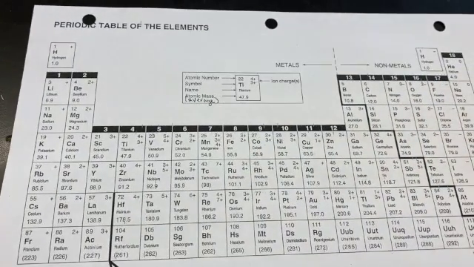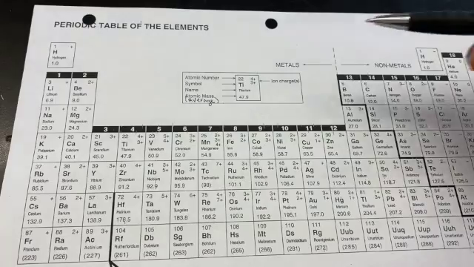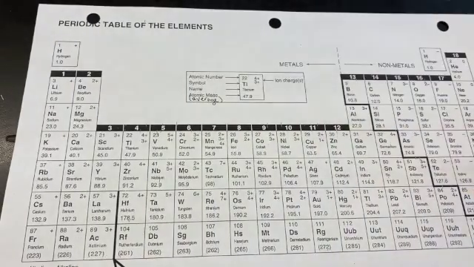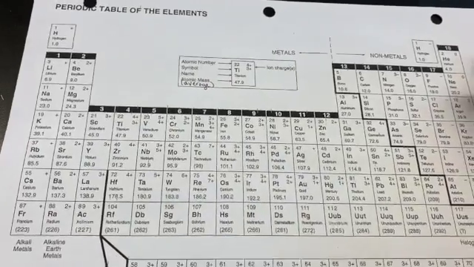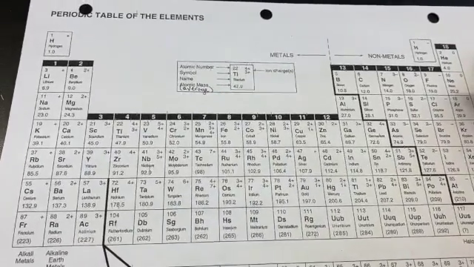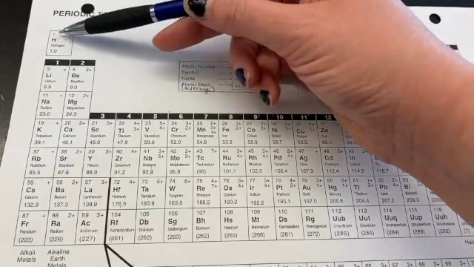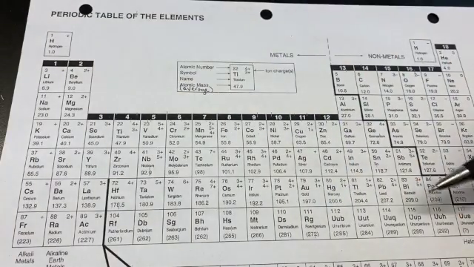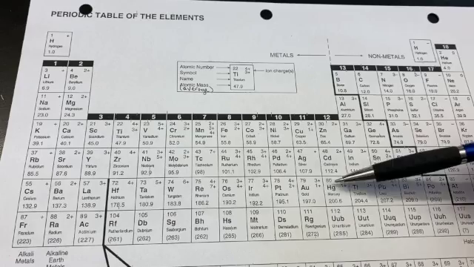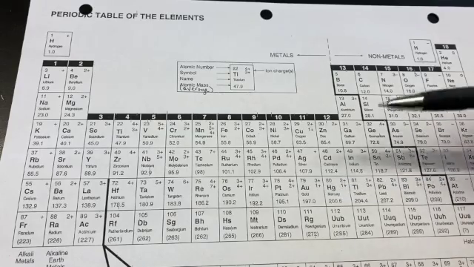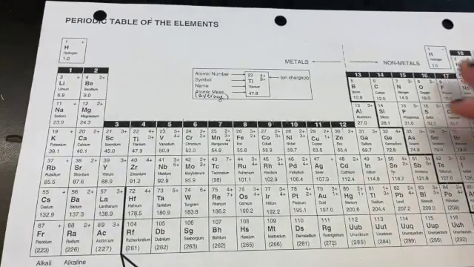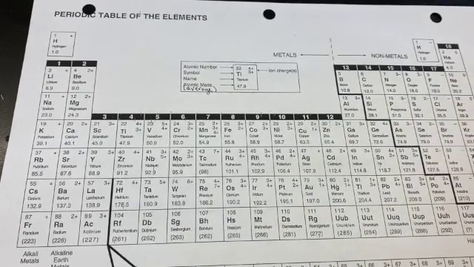So the elements are organized by their atomic number. Their atomic number is also the number of protons you find in the nucleus of one of these atoms. So hydrogen is quite small, it only has 1 proton, versus something like mercury, which has 80 protons and has quite a large nucleus. There's a couple other things you need to know about the periodic table.